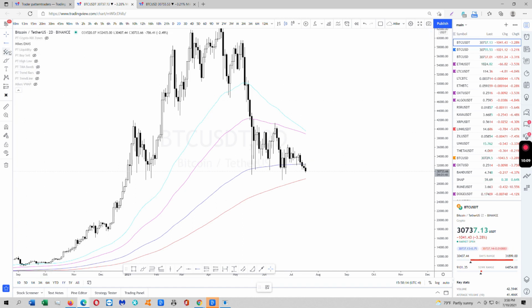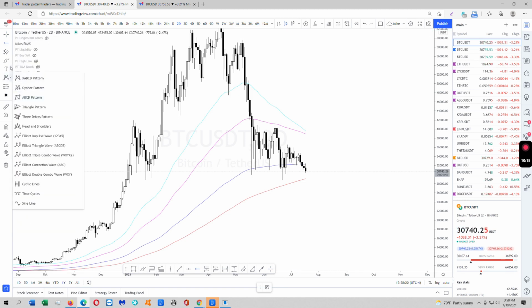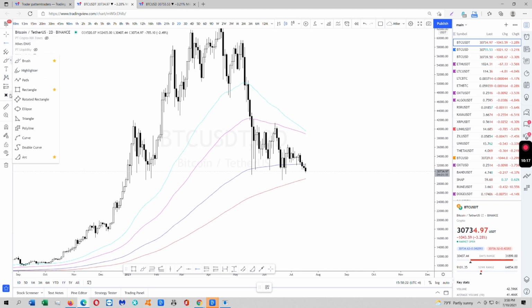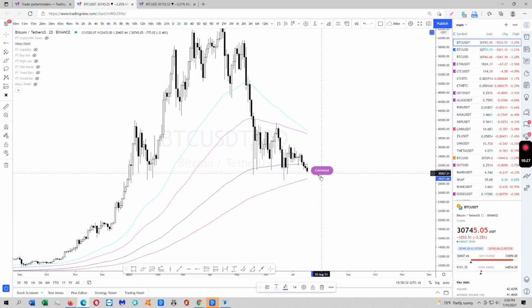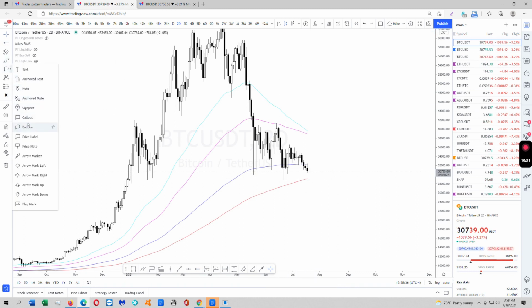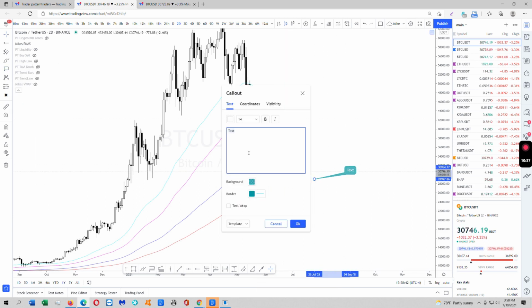200. Fuck, bro, I got poison ivy on my arm and it's killing me, man. Where's this balloon shit? I don't know where the balloon is. Text. Balloon right here. No, I don't need this. Can't even move it. No. I want maybe a call out. There we go.